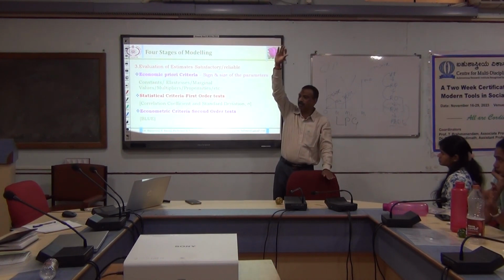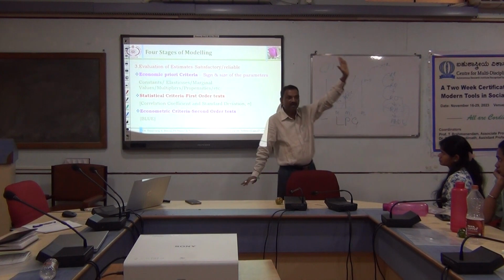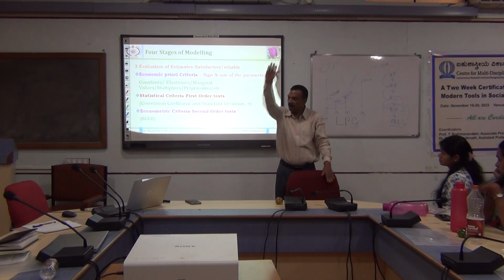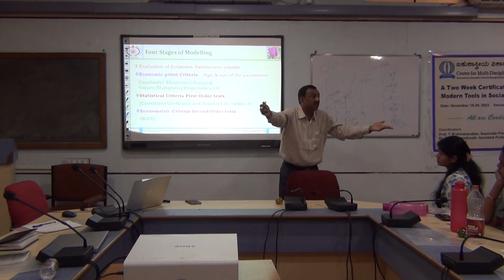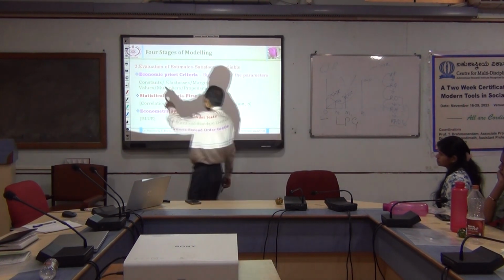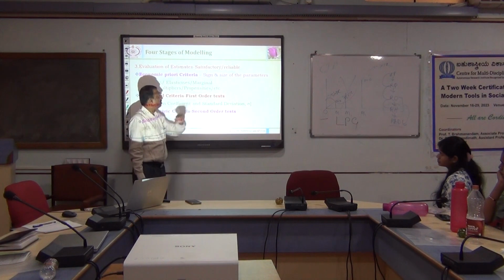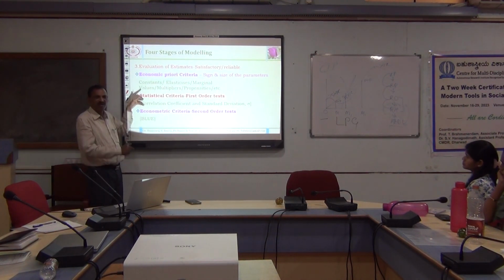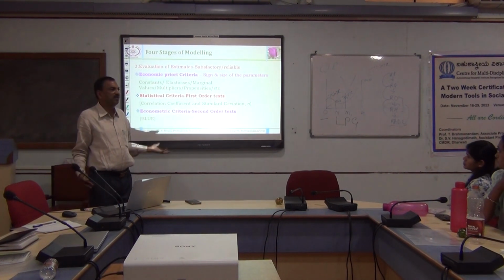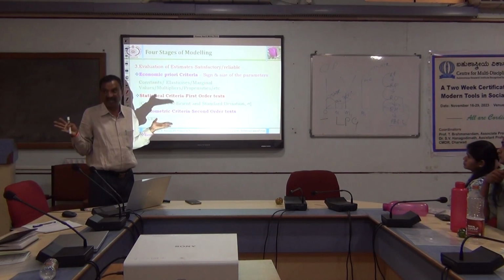This is a sign. Negative relationship. They move in the opposite direction, and if it doesn't move in the opposite direction, theoretically it is not good. So the economic a priori criteria: sign and size of the parameters. Constant elasticities, marginal values. Your entire microanalysis depends upon the marginal technique analysis.